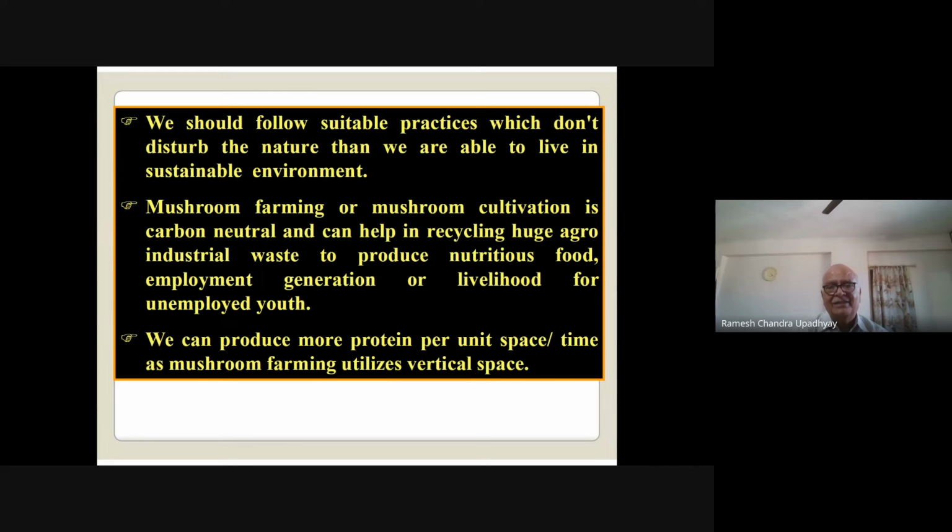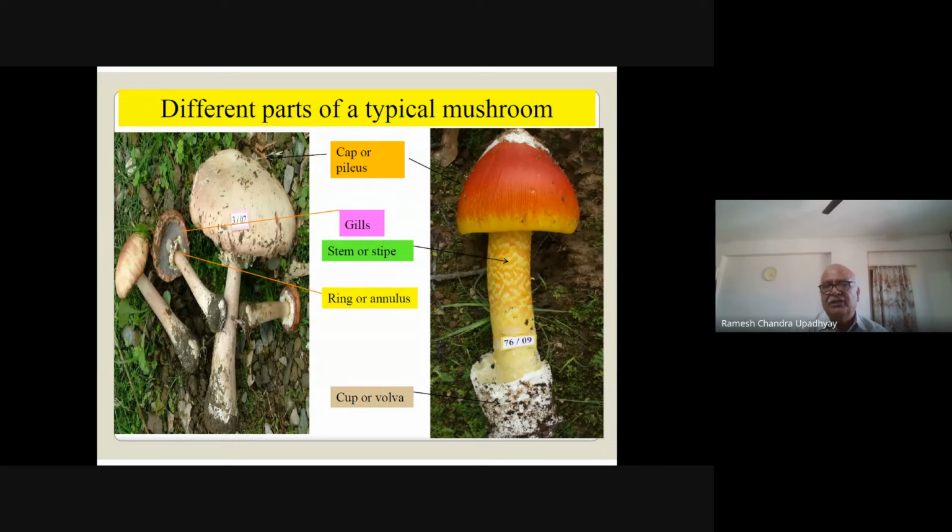Now, because this is for a group of beginners, I will show you different parts of a typical mushroom. There are different groups of mushroom. So this is a typical mushroom. You can see this is a cap, or we call it a pileus. In scientific terms, we call it a pileus or cap. Then mushroom spores are produced on gills. These are the gills. On these gills or lamellae, the spores are produced. Then this is the stem. This is the stipe portion, or we call it a stem.